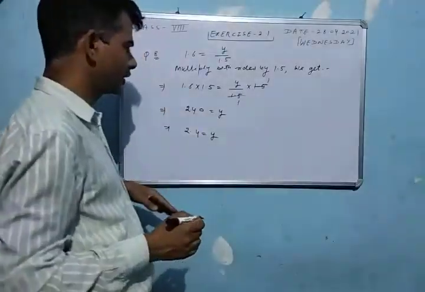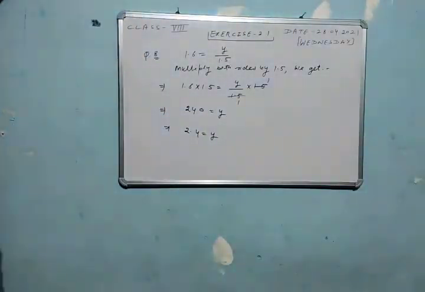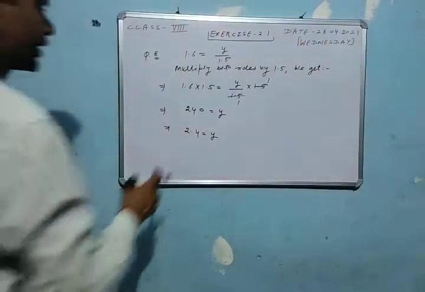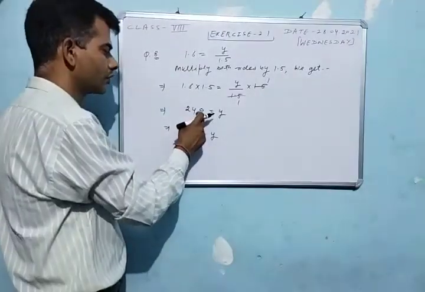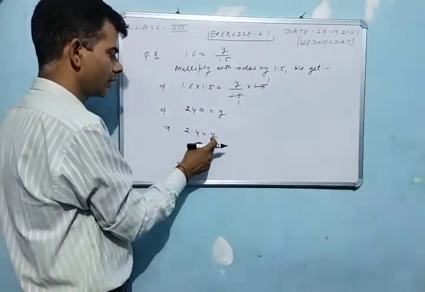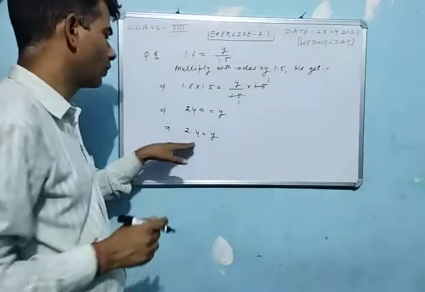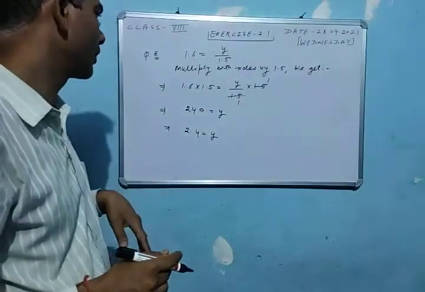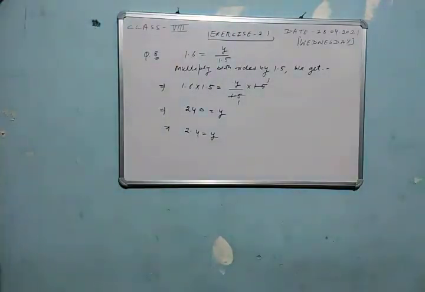After the decimal there is no value of 0. So the value of y is 2.4. Please note it down, students.